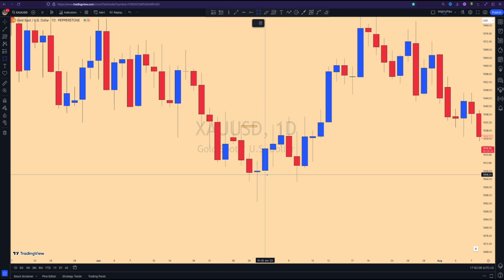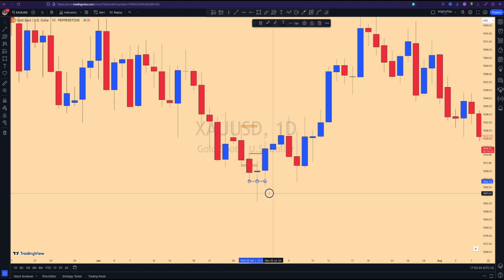Draw a rectangle on the low like this. Draw a rectangle on the low. Then on the next candle, do the same. I want you guys to just get this concept. If you understand this concept, you will be on your way to success.